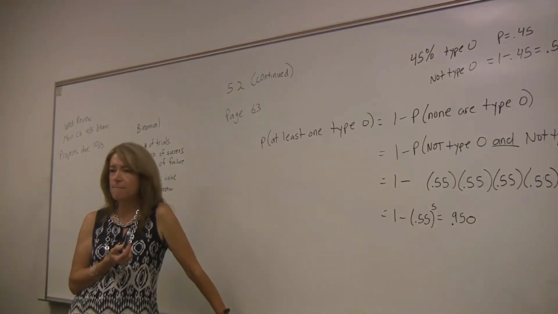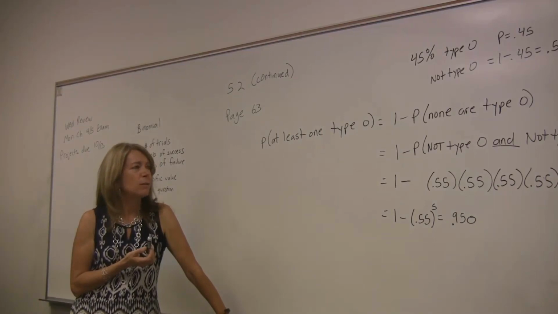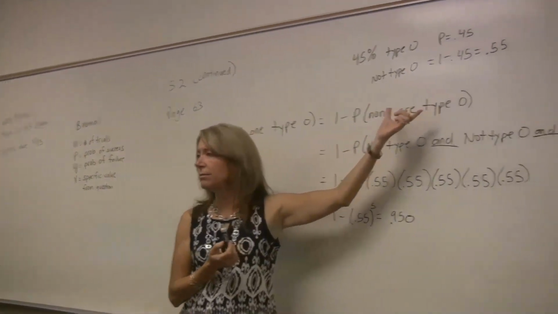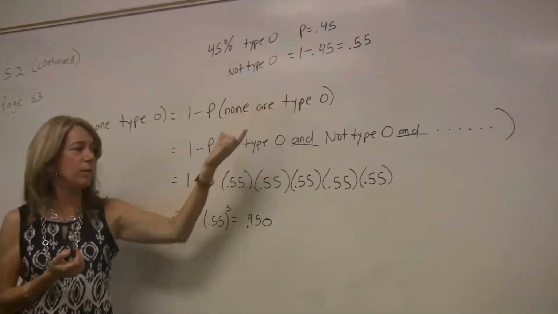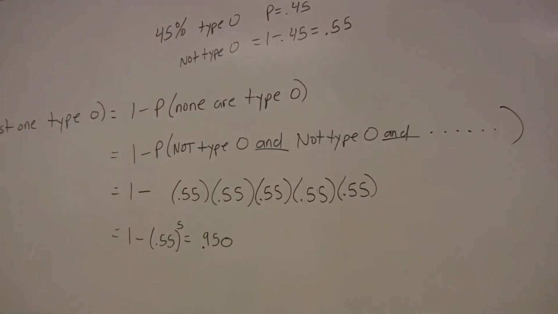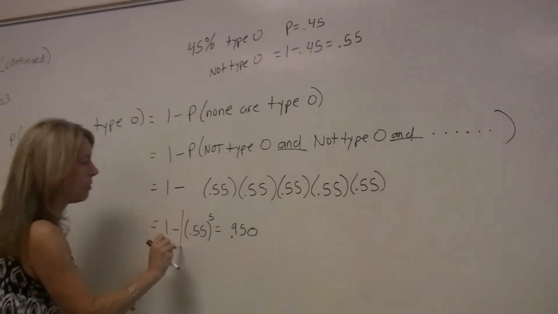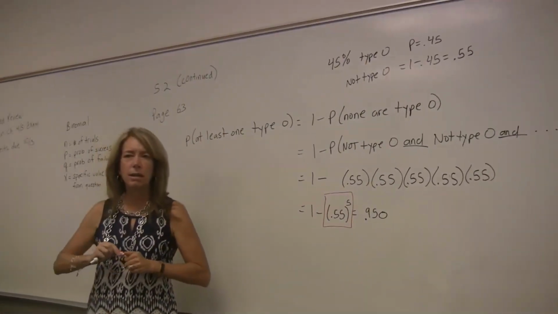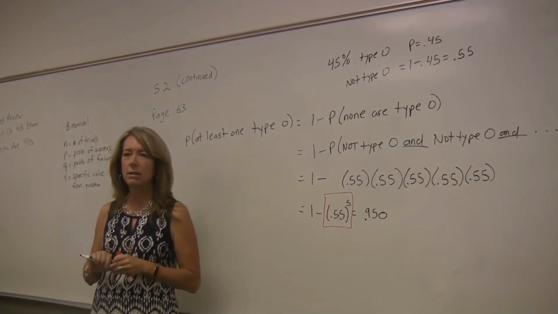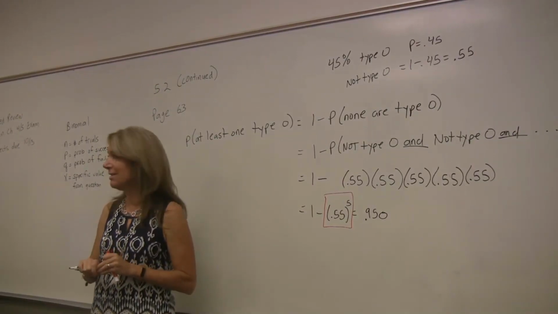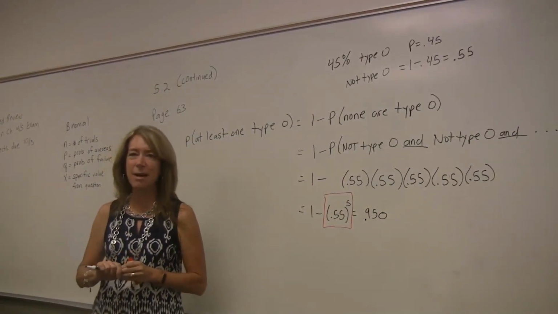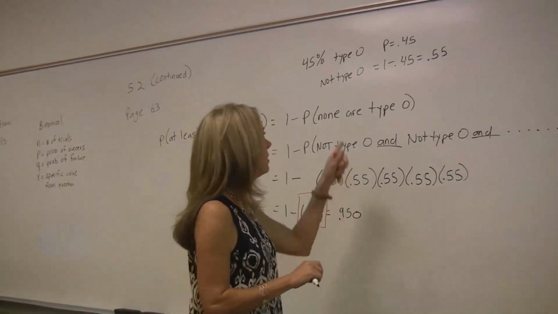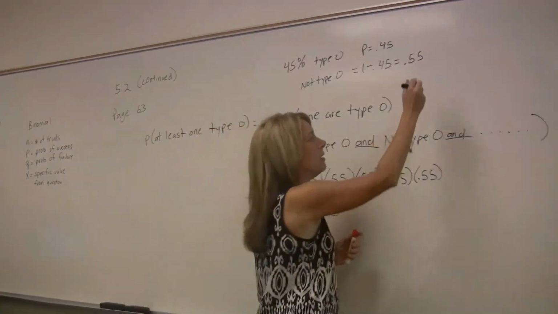Okay with that? So, what did we just find right here? That none are typo? None are typo, this part right here. That's what this part is, right? Nobody's typo. How many people is that that are typo if it's none? Trick question. None means how many are typo? 0. We're really talking about none are typo.